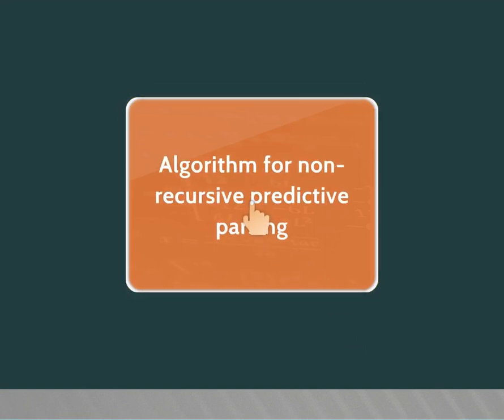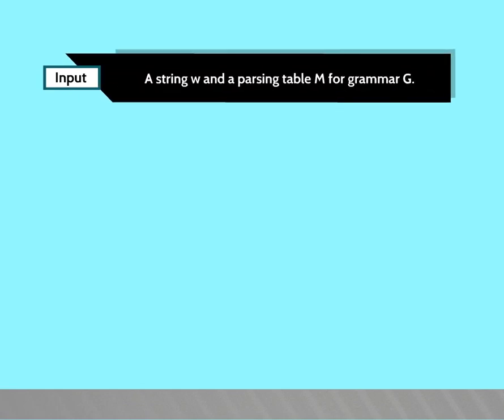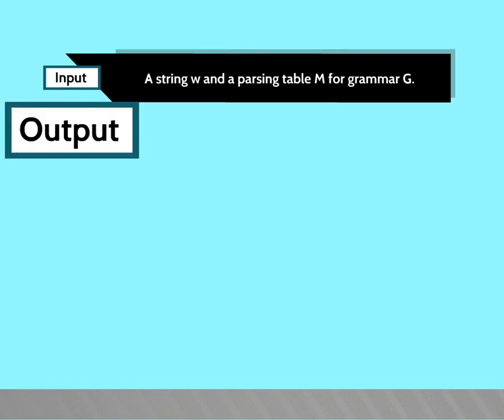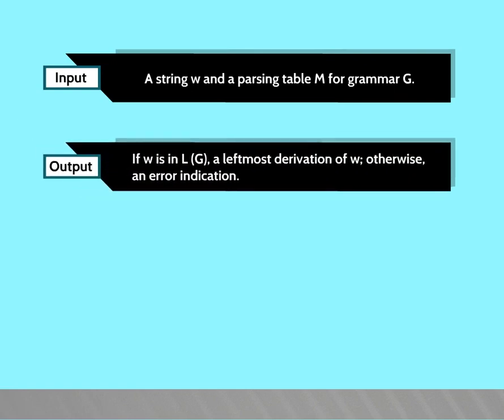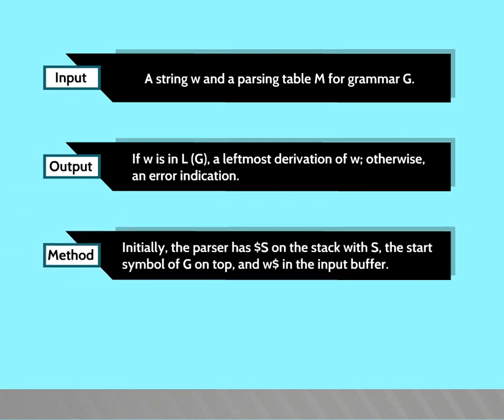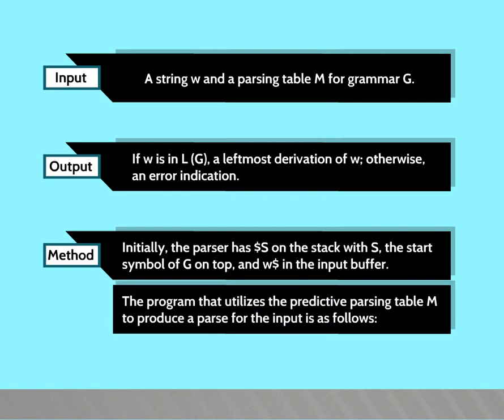Algorithm for non-recursive predictive parsing. Input: a string w and a parsing table M for grammar G. Output: if w is in L(G), a leftmost derivation of w, otherwise an error indication. Method: initially the parser has $S on the stack, with S, the start symbol of G, on top, and w$ in the input buffer. The program that utilizes the predictive parsing table M to produce a parse for the input is as follows.